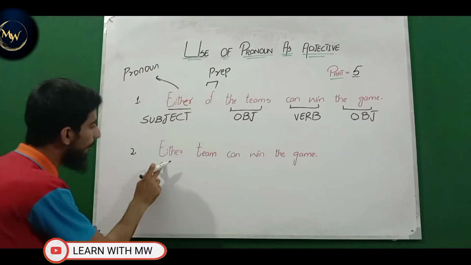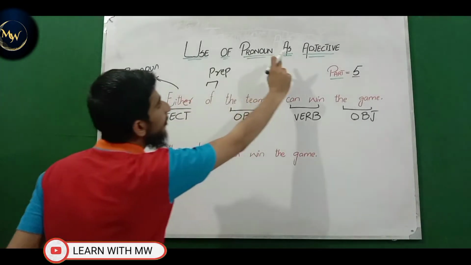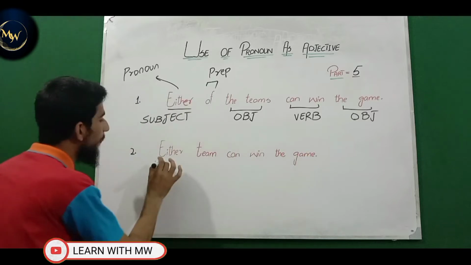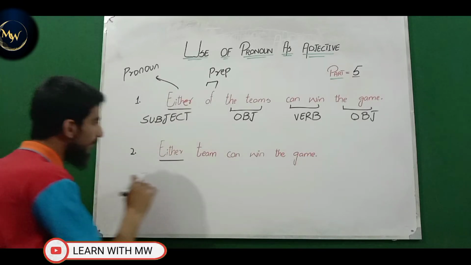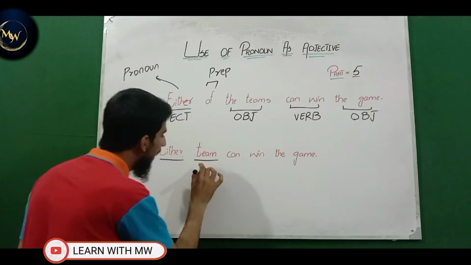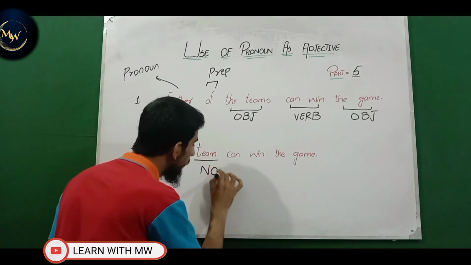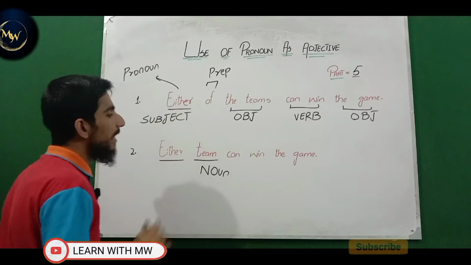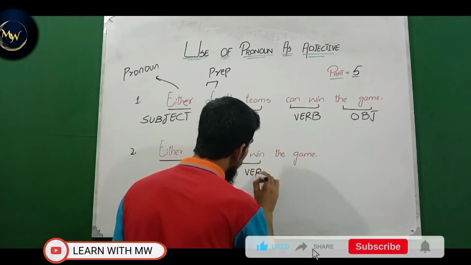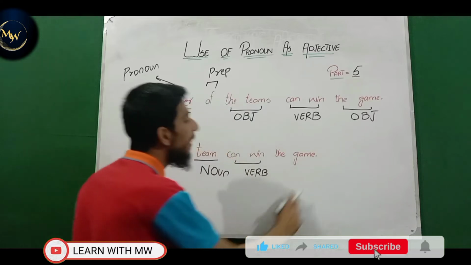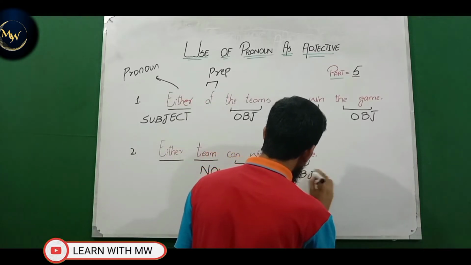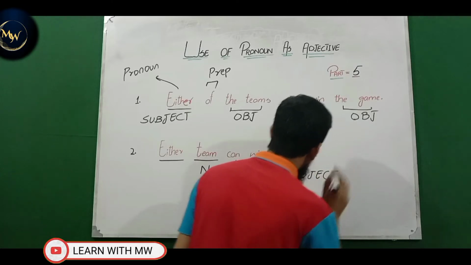So look at this example, in order to prove this concept, use of pronoun as adjective: either team can win the game. Forget about either for now. Team is basically a name, and names are called noun. Can win is basically verb, and after the verb here comes the object, which we have discussed in the previous slide.